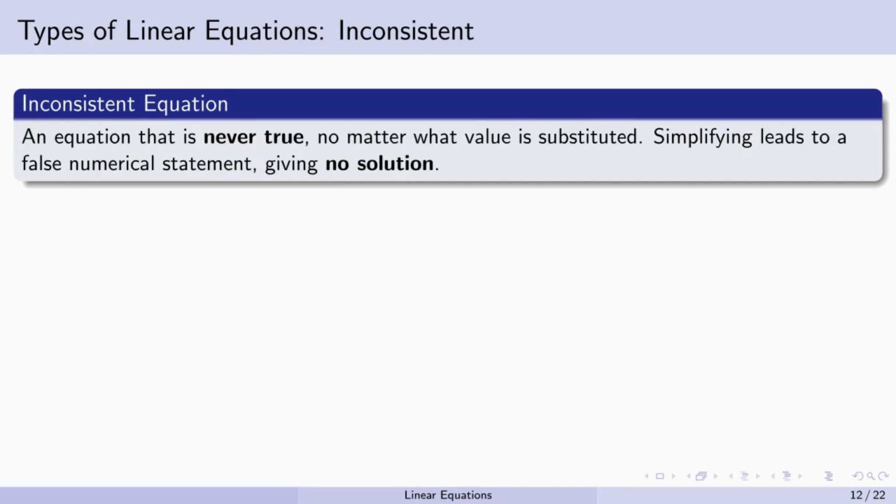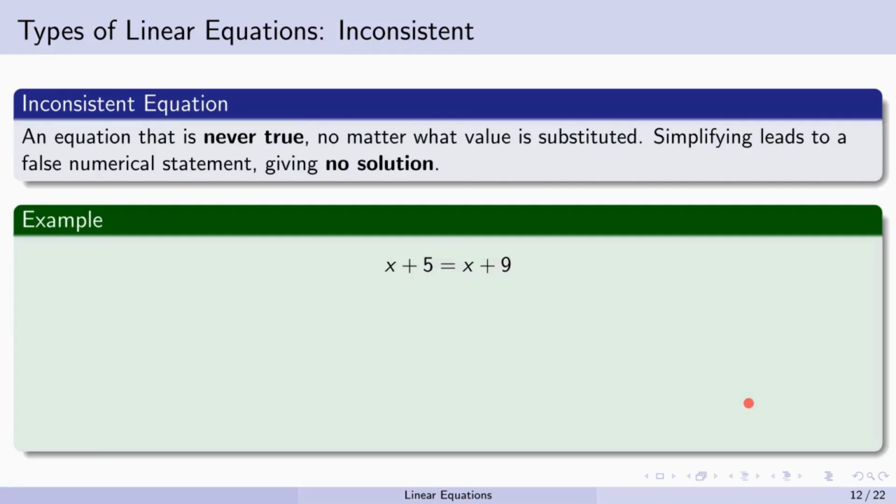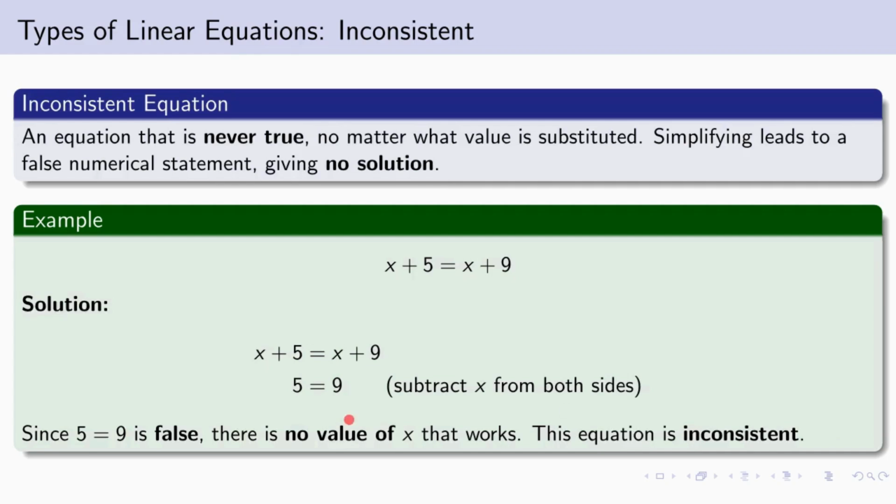And the third personality, the one that trips students up the most, the inconsistent equation. What is an inconsistent equation? This is an equation that is never true, no matter what you plug in. When you simplify, you land on something false, like 5 equals 9. Example, x plus 5 is equal to x plus 9. Subtract x from both sides, which gives us 5 is equal to 9. Since 5 equals 9 is false, there is no value of x that works. This equation is inconsistent.